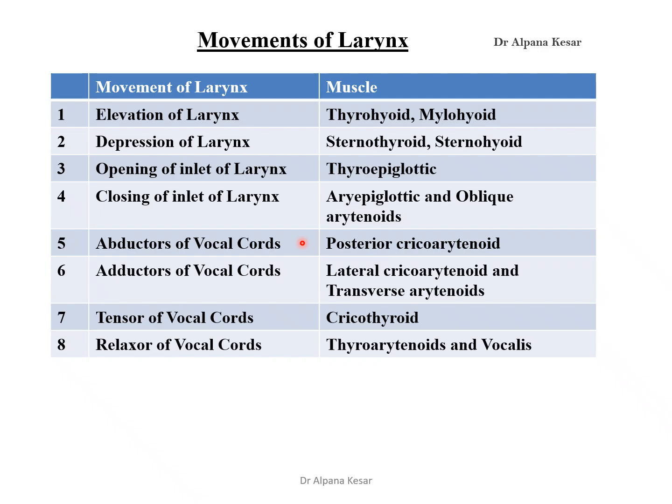Abductor of vocal cords, which opens the Rima Glottidis, is posterior cricoarytenoid. Adductors of vocal cords, which close the Rima Glottidis, are lateral cricoarytenoid and transverse arytenoids. Tensor of vocal cords, which stretches the vocal cords, is cricothyroid. Relaxers of the vocal cords are thyroarytenoids and vocalis.